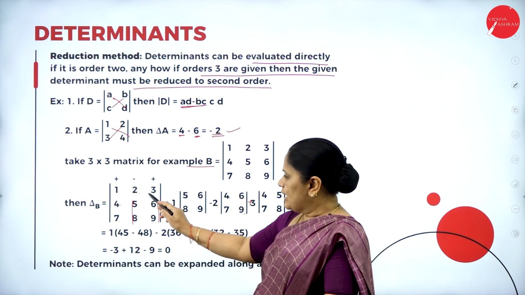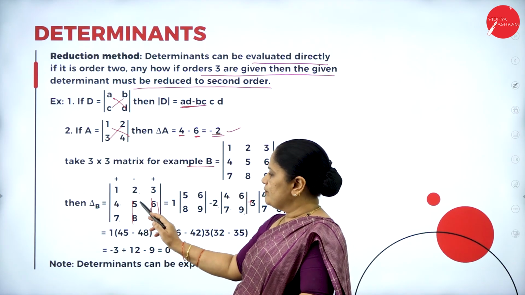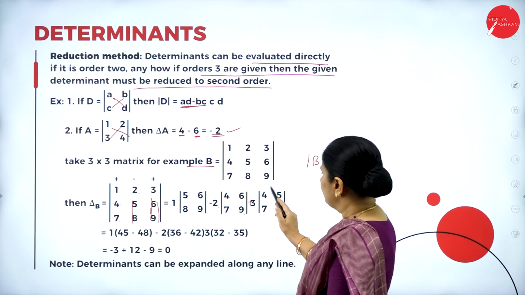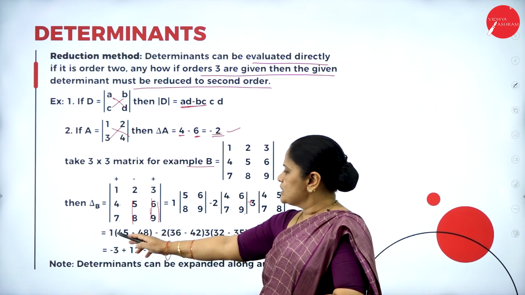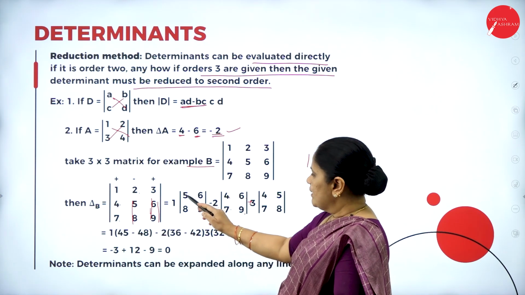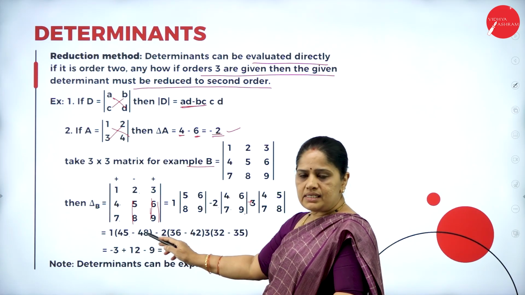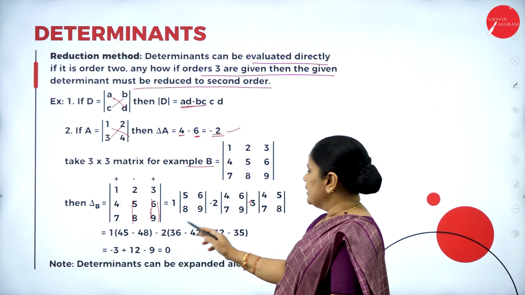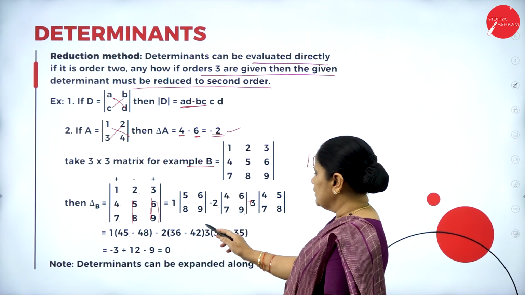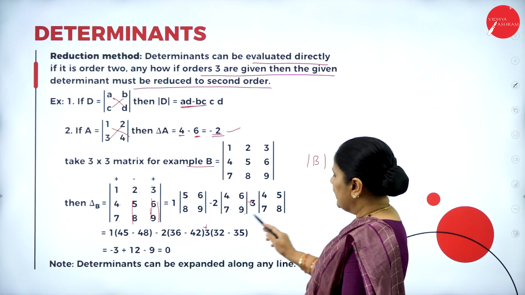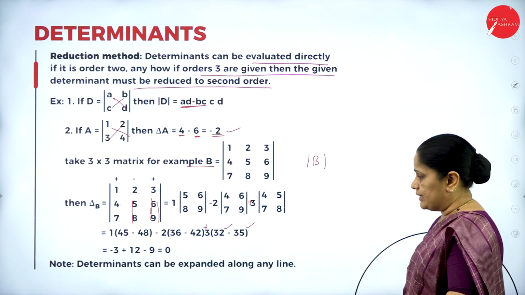So, I'll not consider the numbers in this column and this row. It will be 4, 5, 7 and 8. 4, 5, 7, 8. Now, I will multiply this. So, 1 I am writing as it is. 5 into 9 is 45 minus 6 into 8 is 48, minus 2 into 4 into 9 is 36 minus 42, plus 3 into 8 4s are 32 minus 7 5s are 35.